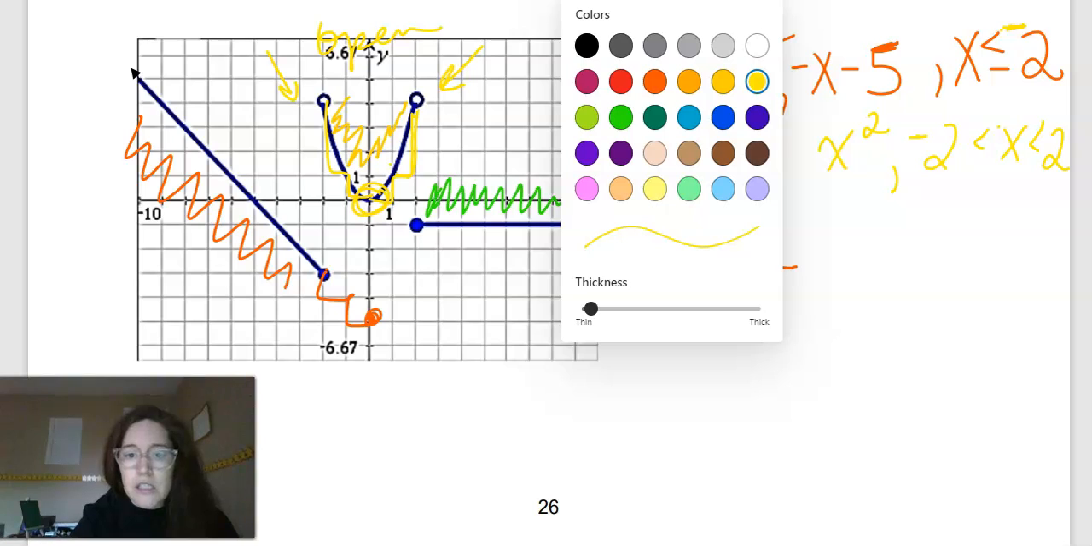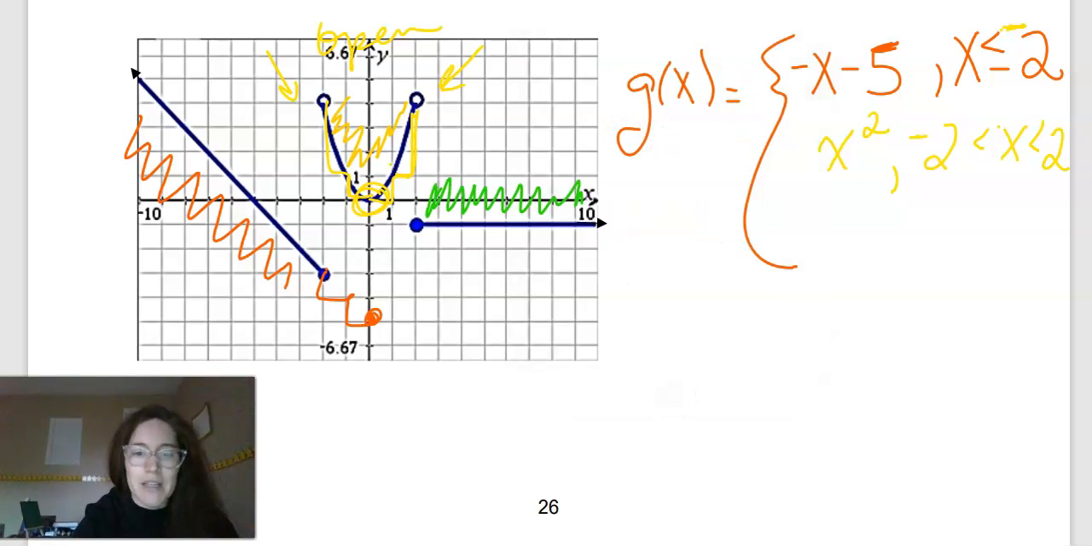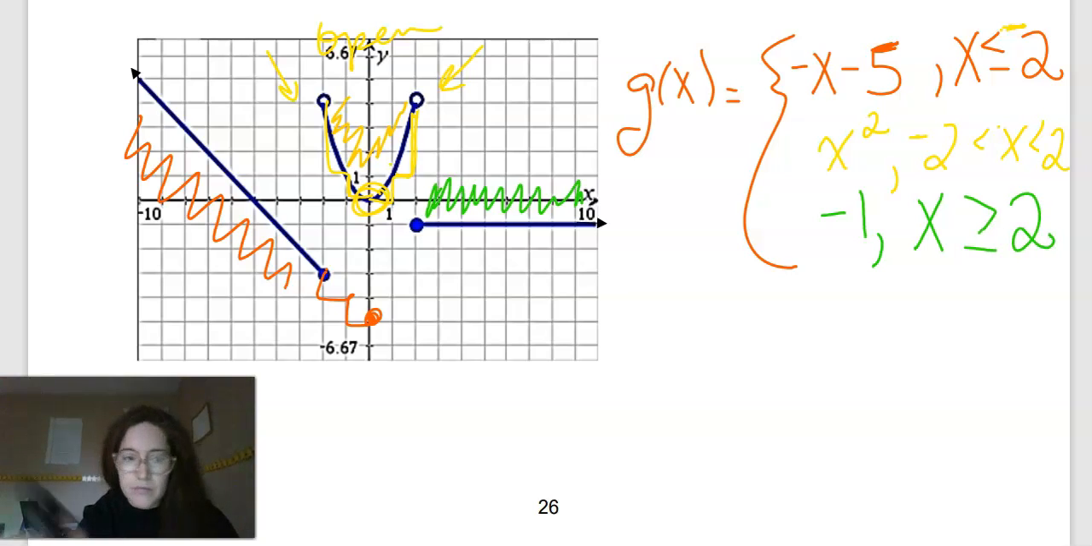And green section, best for last. Horizontal line. Where's it going? Oh, it's at -1. Boom, bada bing, boom. And where's that one picking up? Solid line at 2. So you're going to say x is greater than or equal to 2.